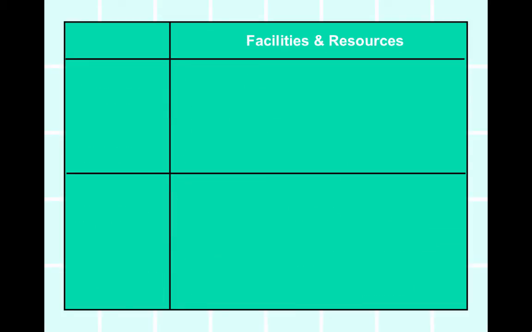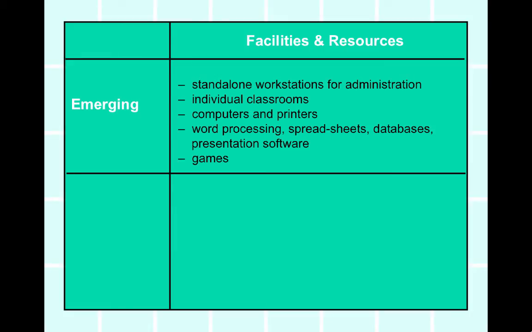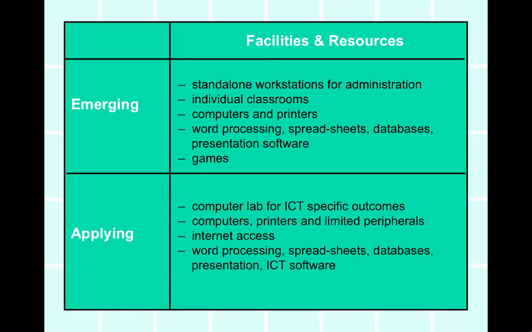Facilities and resources. At the emerging level, we see standalone workstations for administration, individual classrooms, computers and printers, word processing, spreadsheets, databases, and presentation software, and games. At the applying level, we've added perhaps a computer lab for ICT-specific outcomes, computers, printers, and limited peripherals, internet access, word processing, spreadsheets, databases, presentation, and ICT software.